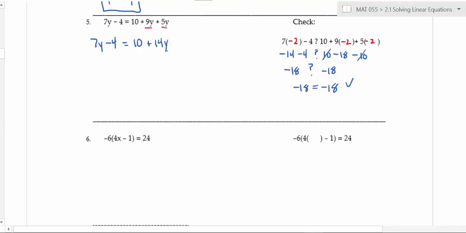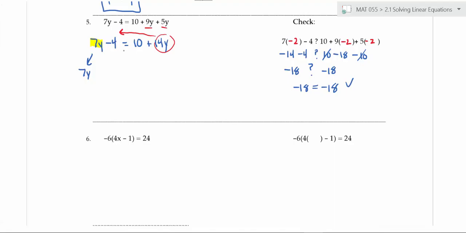Now, get your y's on the left, get your numbers on the right, or you can do that opposite, doesn't matter. So what I'm going to do is I'm going to leave this where it is. I'm going to make the decision that all my y's go on the left. So this thing's just going to come down. This thing is going to move. Move it to the other side. So it's got a plus there. So when you move it, you're subtracting 14y. So write it that way. Okay? Bring down your equal sign.